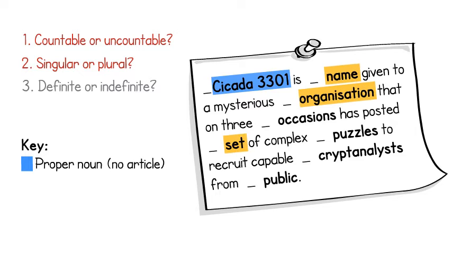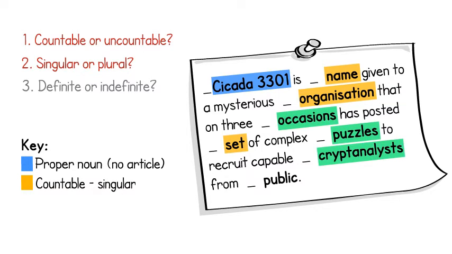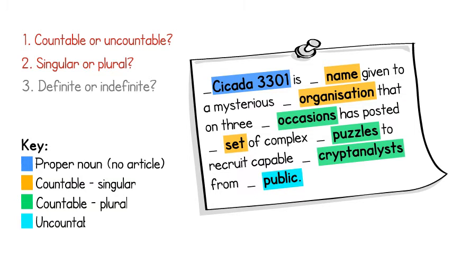The nouns name, organisation, and set are all countable and singular. The nouns puzzles, occasions, and cryptanalysts are countable and plural, and the final noun, public, is uncountable. We have now answered our first two questions about each of the nouns in this sentence. For most students, though, the most difficult aspect of articles is whether a noun is definite or indefinite.